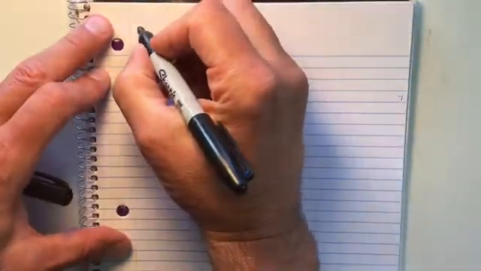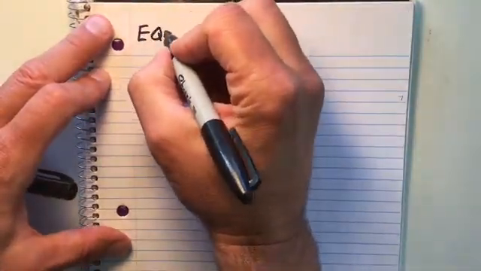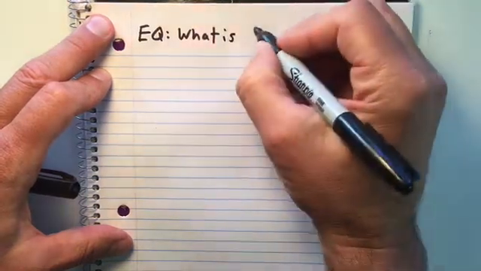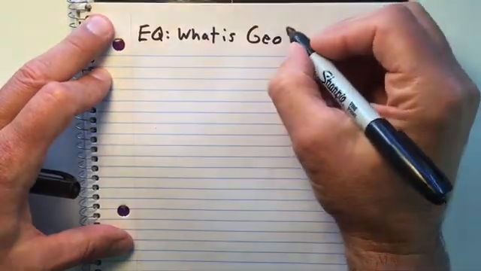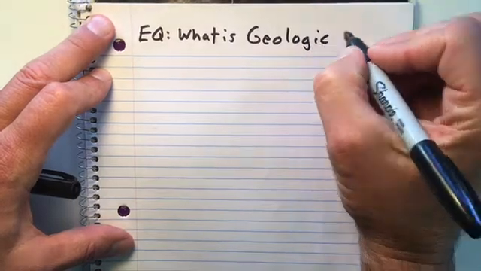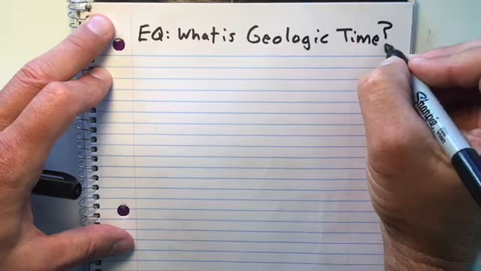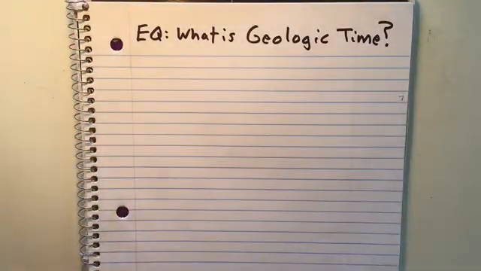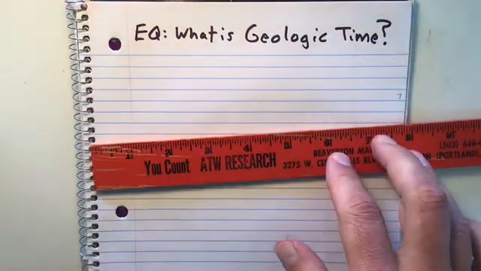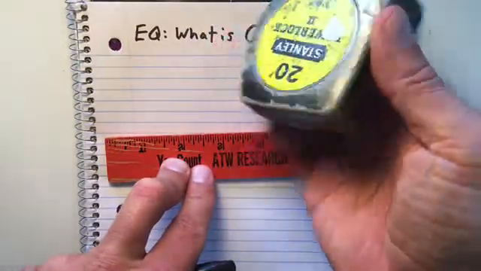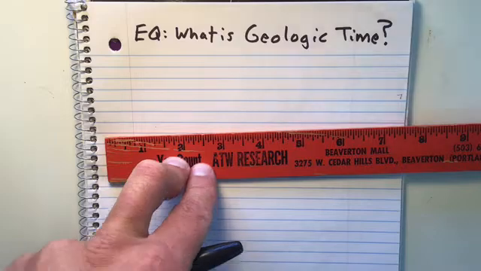Right, today our essential question is: what is geologic time? Okay, materials for today. Any old ruler will do. If you don't have a ruler, a tape measure works, or anything with inch marks on it.